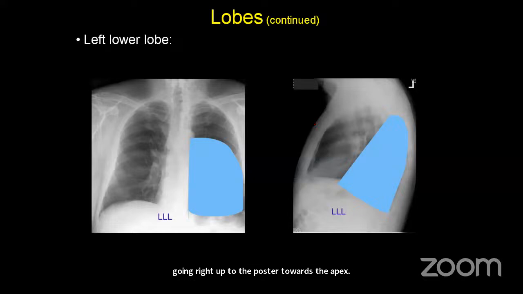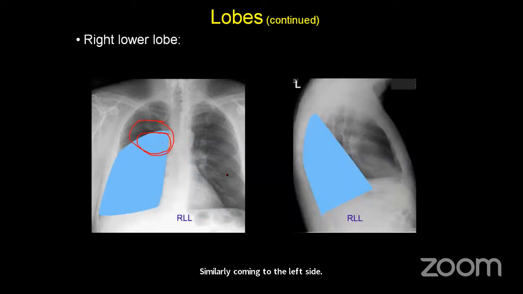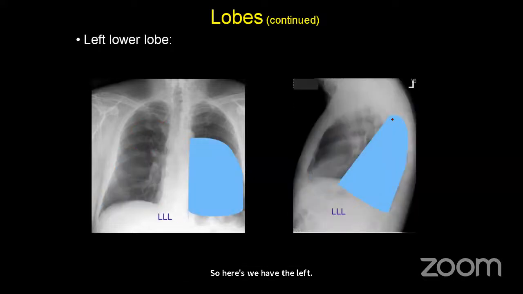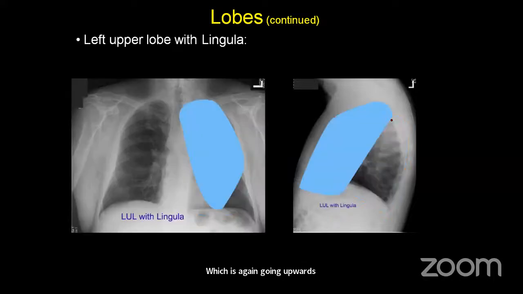Similarly, coming to the left side. So here we have the left lower lobe, which is again going posteriorly upwards. This is the left upper lobe with the lingula. As you can see, it is more like a slant. So even lesions of the lingula will be seen in the lower zone.